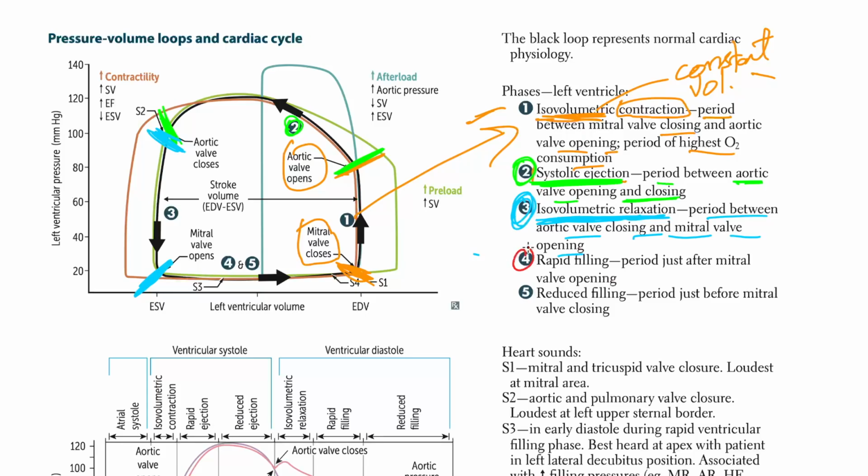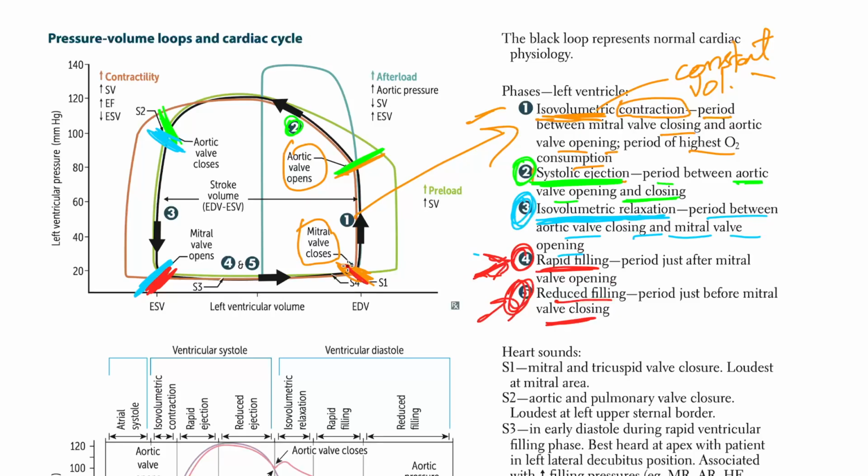The next is this right here, which is rapid filling. What is rapid filling? It is the period just after the mitral valve opening. So fourth and fifth are together. What is fifth? Reduced filling, meaning the period just before mitral valve closure. As you know, right away when you open the mitral valve, the blood is just going to rush into the left atrium. When it rushes in, it's called rapid filling, and when it is filled enough, it becomes reduced filling. Simple, no rocket science about it, right?